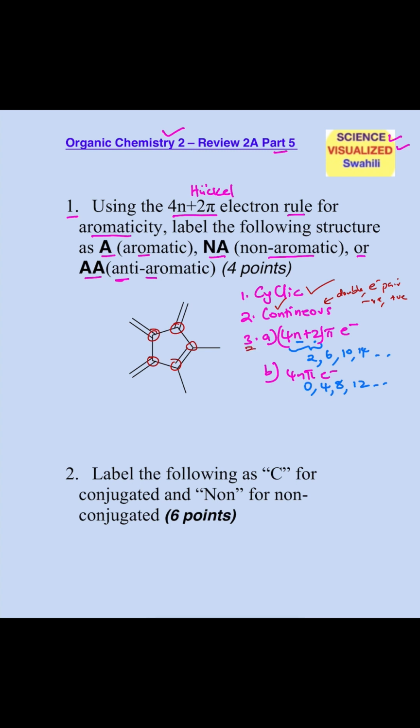Last one, number 3. How many pi electrons? And when we say pi electrons, we count the number of electrons inside the ring. Each double bond is 2 electrons. But if you look at these double bonds, those 2 electrons are outside the ring. The only 2 electrons inside the ring is this one here. Therefore, the number of pi electrons is 2. Therefore, it satisfies the 4n plus 2 pi electrons, and therefore, it is aromatic. So, A for aromatic. If 3b is satisfied, it becomes anti-aromatic.